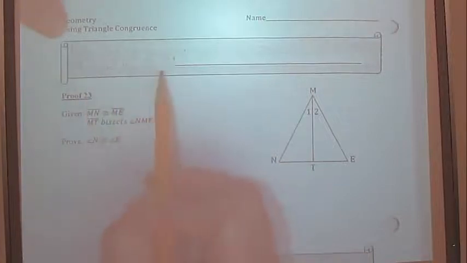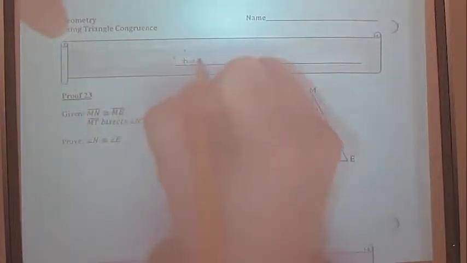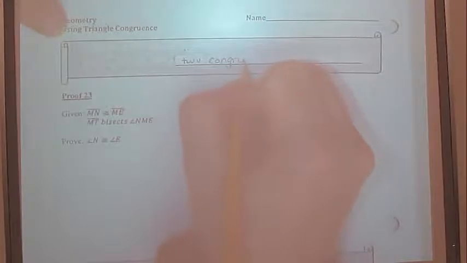A triangle with at least 2 congruent sides.